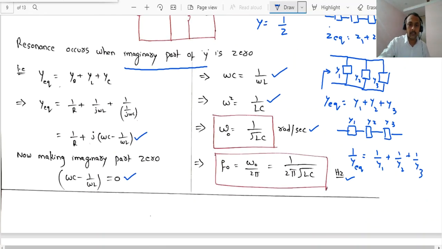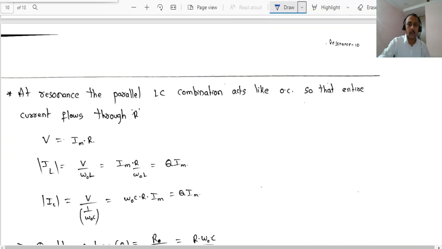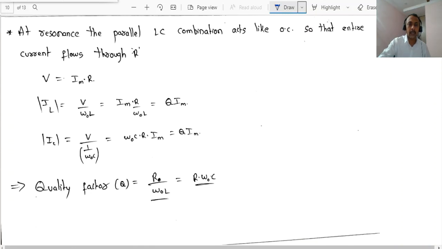Now let me see the other factors. At resonance condition, the parallel LC combination acts like an open circuit. So during resonance condition, the circuit may look something like this. If a current is flowing like this, exactly at resonance, you have the R, L and C combination, and L and C are in parallel only.